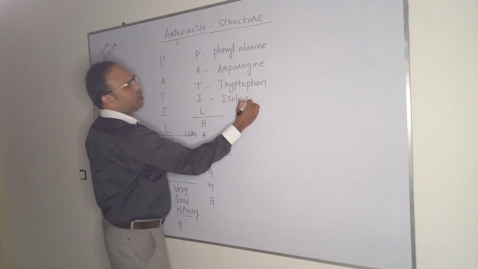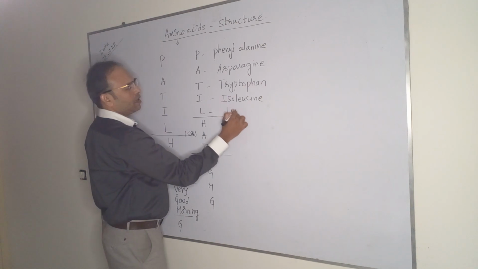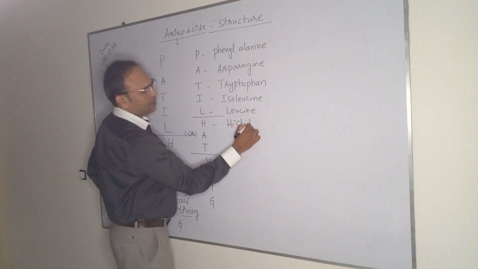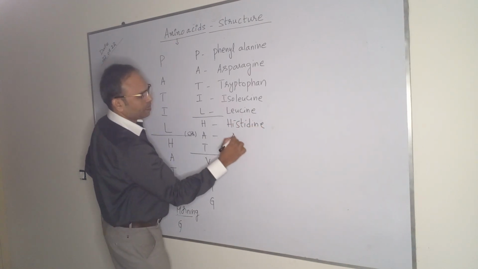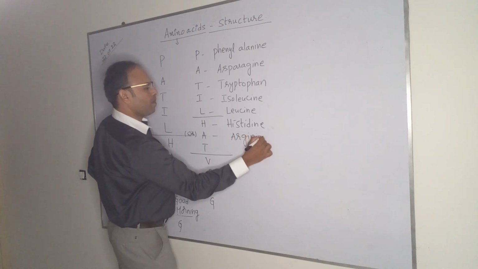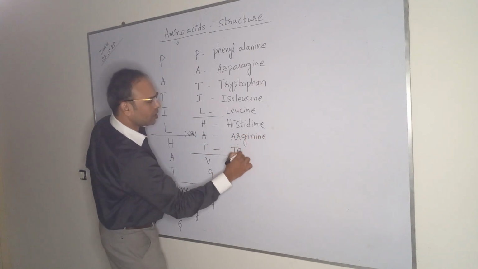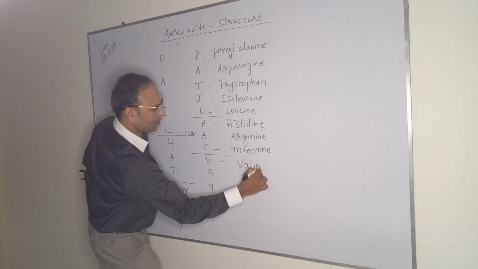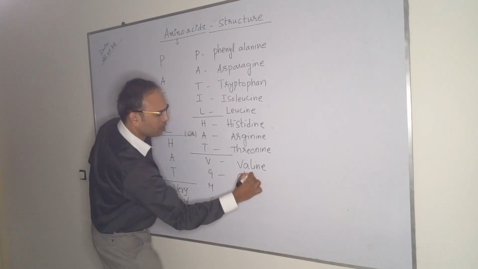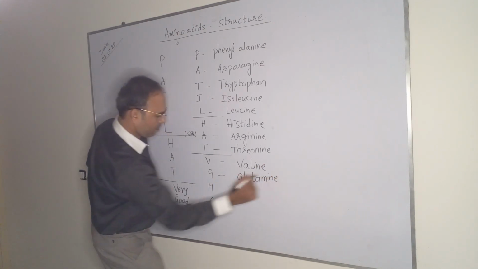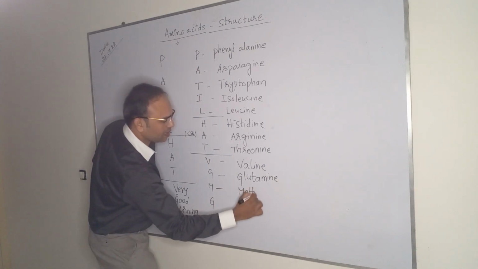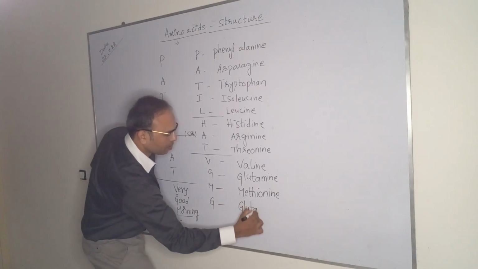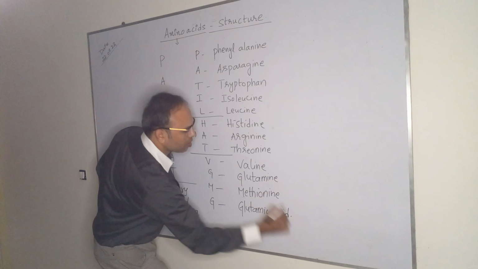I is isoleucine. L, leucine. H, histidine. A, arginine. T, threonine. V, valine. G, glutamine. M, methionine. And the last one, G, glutamic acid. So very easy.